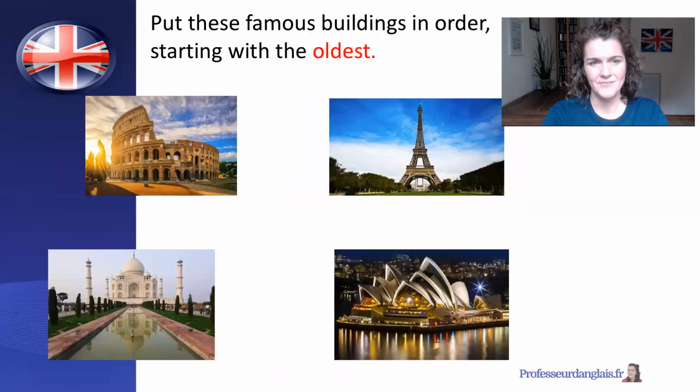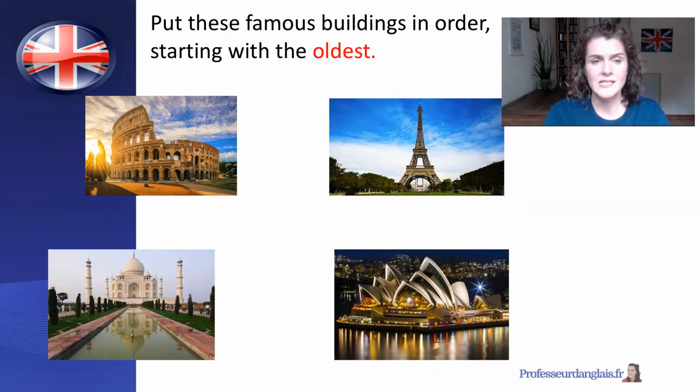Let's try that again. So we've got some famous buildings here. We have the Colosseum in Rome, the Eiffel Tower in Paris, the Sydney Opera House in Sydney, and the Taj Mahal in India. So can you put these famous buildings in order, starting with the oldest? Maybe you need to pause the video, that's fine. Let's see how you got on.